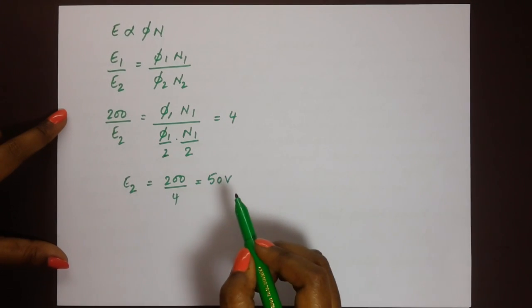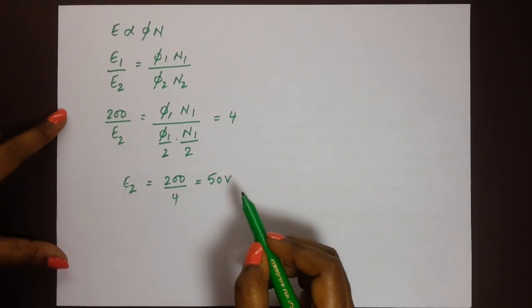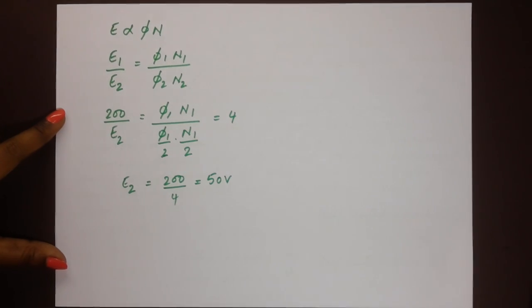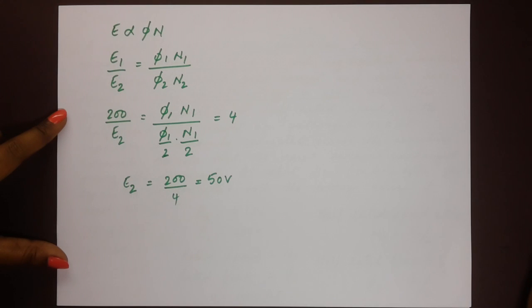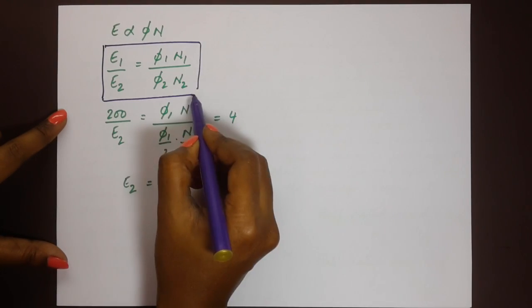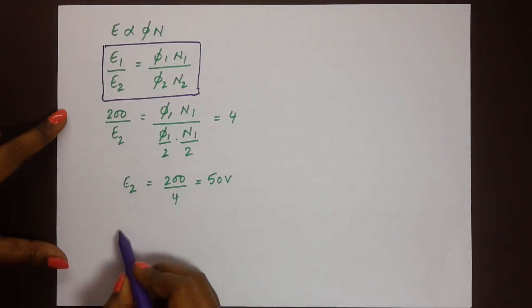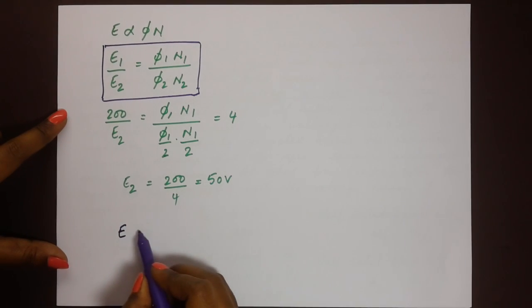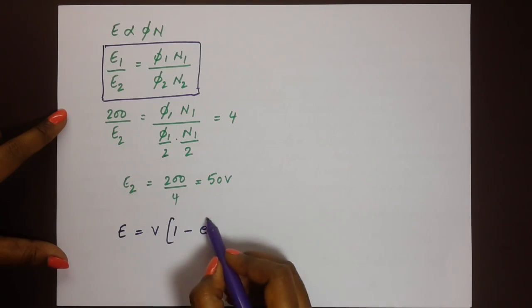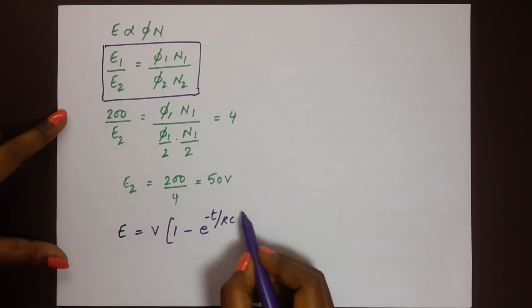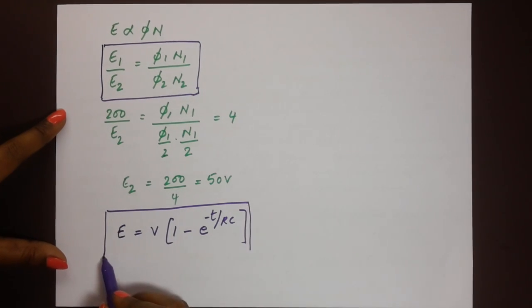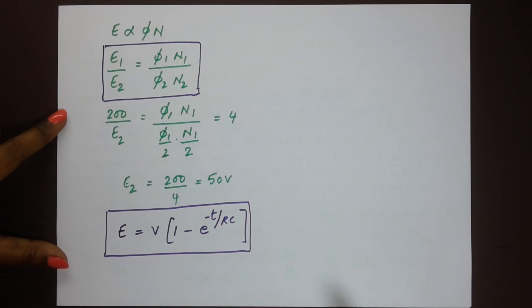Now we are supposed to find out at what time the voltage reaches 25 volts. So let's use the relation. This is one relation, important. The next one says E is equal to V into 1 minus e power minus t by RC. This is in terms of time and the time constant tau, RC.